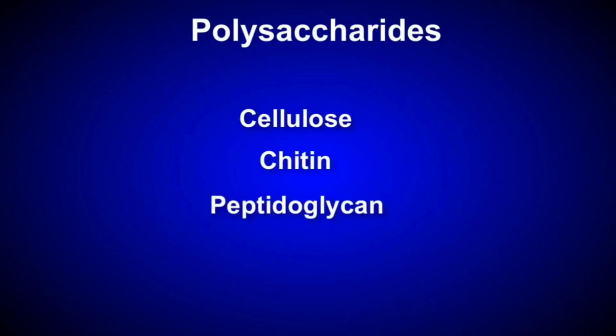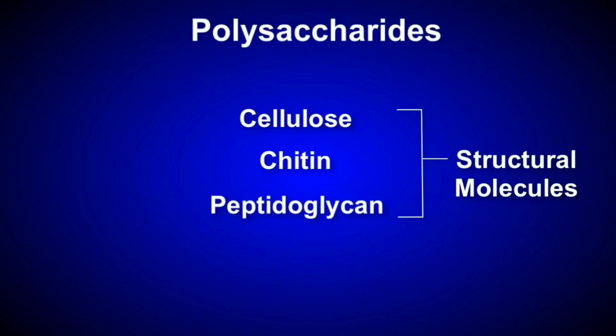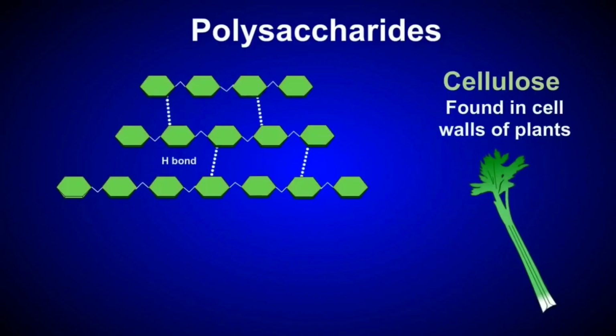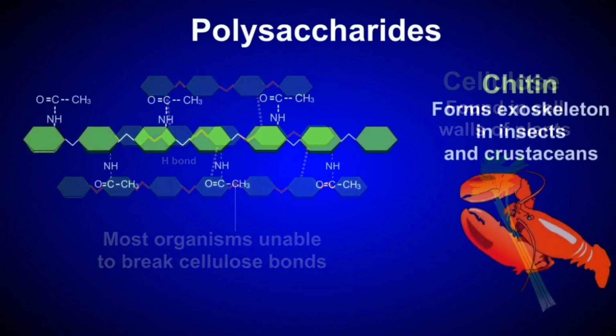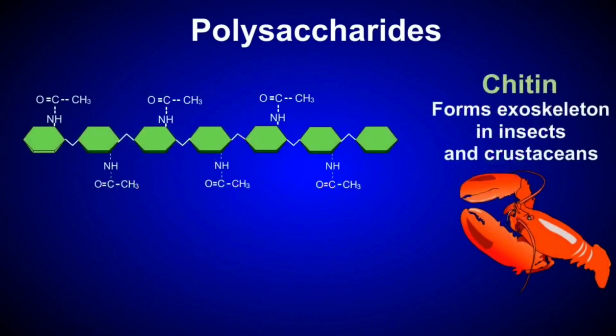Other polysaccharides such as cellulose, chitin, and peptidoglycan serve as structural molecules in organisms. The most abundant polysaccharide is cellulose. Cellulose is a straight chain polymer of glucose like amylose, but it differs in the configuration of the bonds between the glucose units. Most organisms are unable to break these bonds and cannot use cellulose as a source of energy. Instead, cellulose is used to add strength to the plant cell walls.